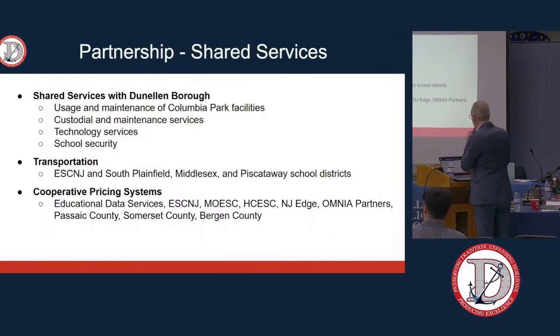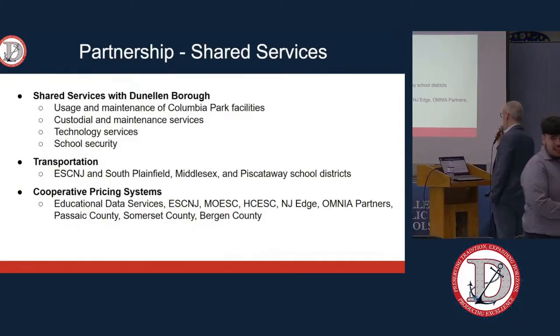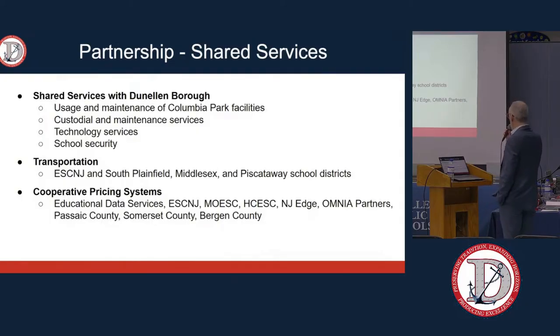All that is to say that we don't do this alone. We also have a number of partnerships and shared services that we take advantage of. So the district is strong, but we also have a very strong and positive relationship with the borough. Obviously, Columbia Park is sort of the big one, but we also have shared services in custodial and maintenance services, in technology, in school security. We've been working on one project. There's been a tremendous amount of collaboration between Denellen PD and the district, and they've been very helpful with us.